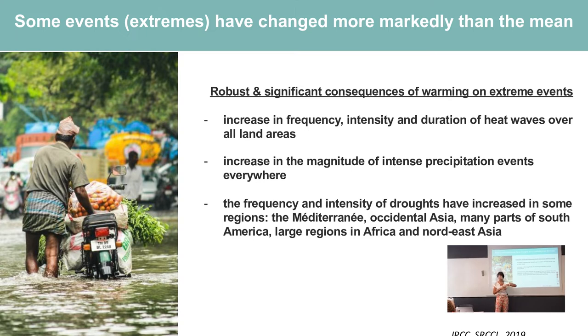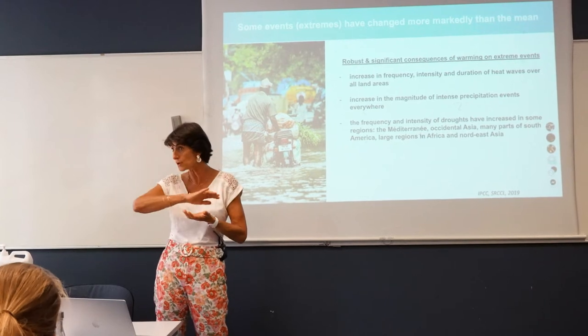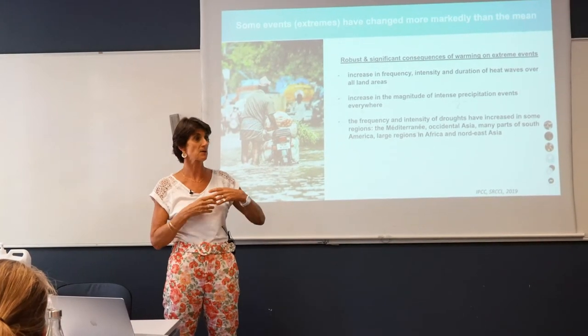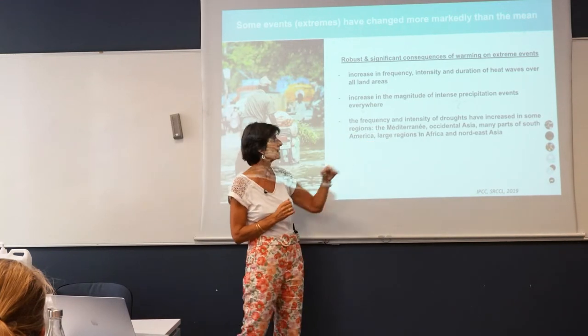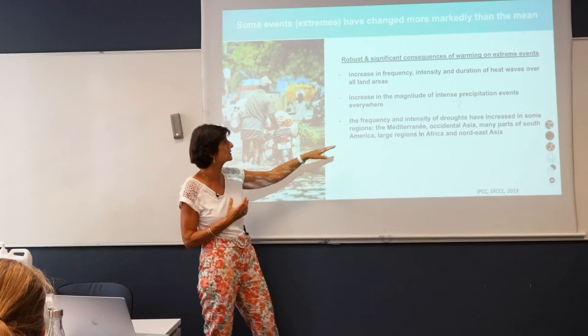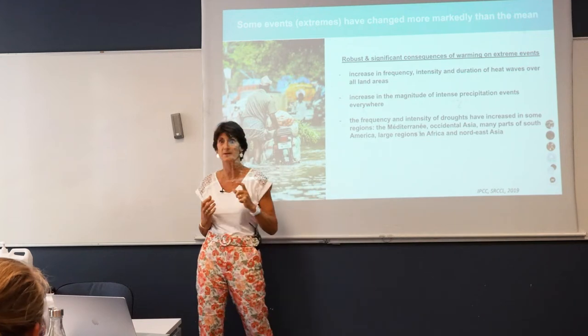There is also, as I told you, the increase in the intense precipitation events, which goes with floods. Of course, the more intense precipitation is, the more you increase the risk of floods. And if you increase the risk of floods, you also increase the risk, of course, of losses, damages in terms of economy, but also a lot of erosion. So you are losing land, and you can lose fertile land that is just taken off, and that is a problem for crop areas. And in terms of drought, the frequency and intensity of droughts have increased in many regions: the Mediterranean, Occidental Asia, many parts of South America, large regions in Africa and Northeast Asia.